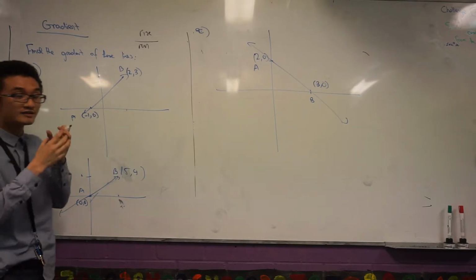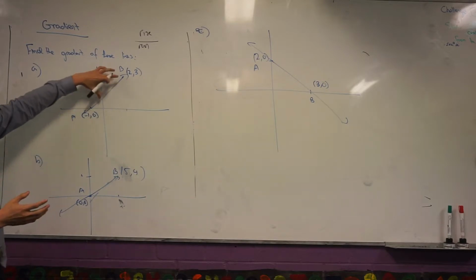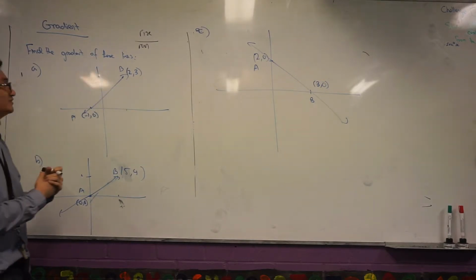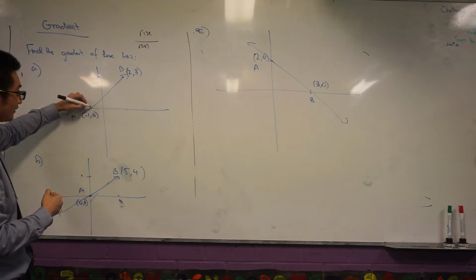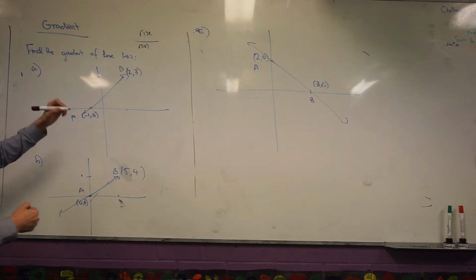Okay? And when I want to find the gradient of these lines, I can actually choose any 2 points on the line. But I've given you some points here, to make it a little bit easier. And some of you are wondering, okay, well, which way do I have to draw the triangle? It doesn't actually matter. You'll get the same answer. And let me show you how.